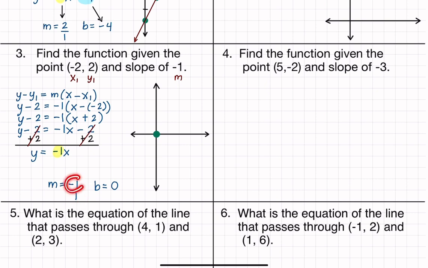Since our rise is negative 1, are we going up or down? Very good. We're going down 1 unit from our starting point, and our run is 1, so I'm going to the right 1 unit. So this is our next point.